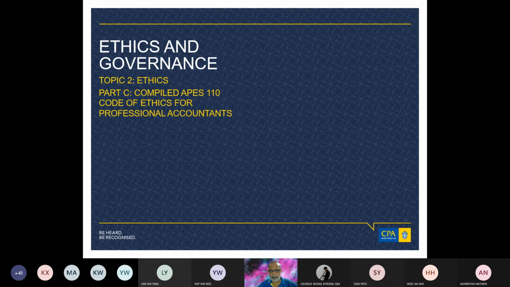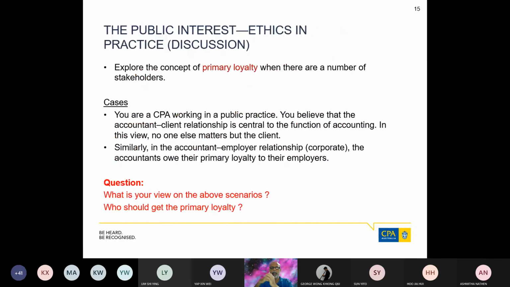And then also this discussion about ethics in practice. We are going to discuss the idea of primary loyalty. When there's a number of stakeholders, where should our primary loyalty lie? We have two situations here. One, you are working in a public practice. You have clients. So who are you going to give priority to? And the other one is when you're working for someone as an accountant, as a financial controller, as an internal auditor. You're getting a salary. So who should you give your primary loyalty? We want to explore this concept of primary loyalty. What is your view on the above scenarios? Who should get the primary loyalty?